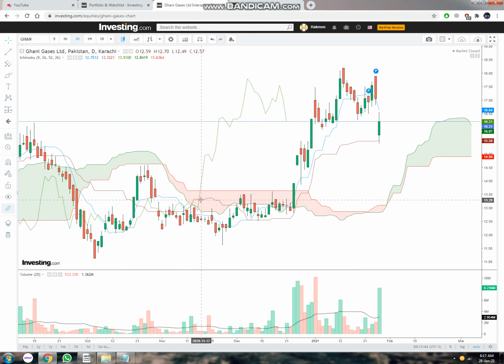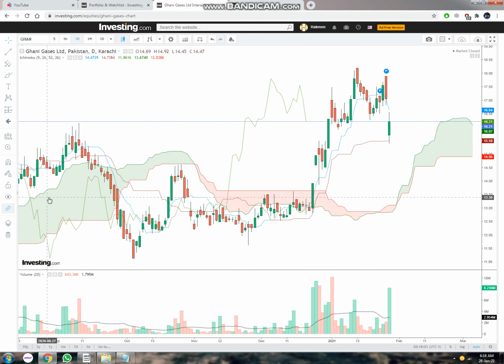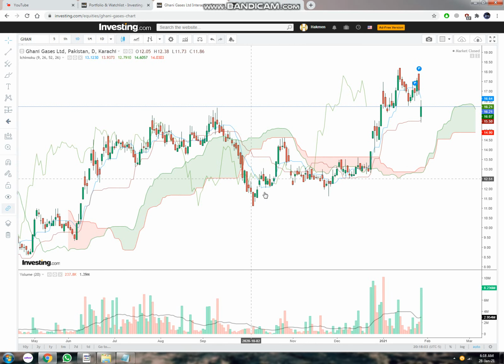Now if the candlesticks are above this cloud, it means that the trend will be an uptrend. If the candlesticks are trading below the cloud, it means that it is a downtrend. Now it's trading in a downtrend. As you can see at these levels, it's trading in a downtrend. At this level, it was trading upward.